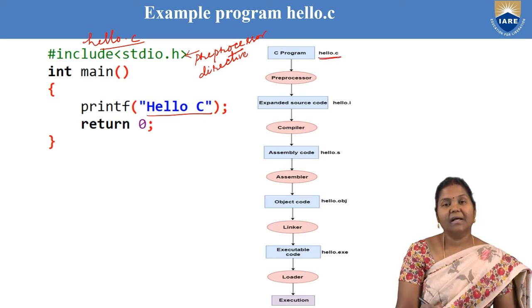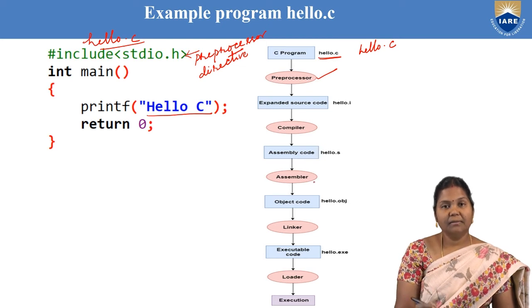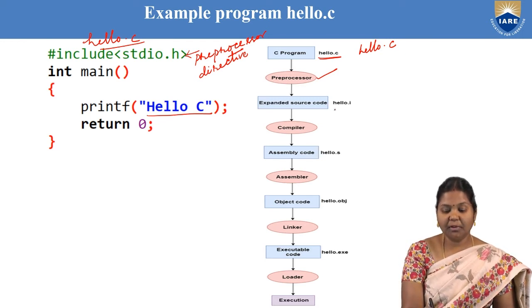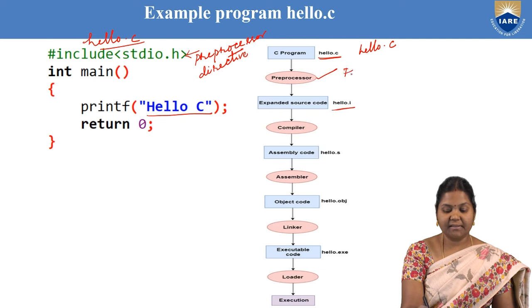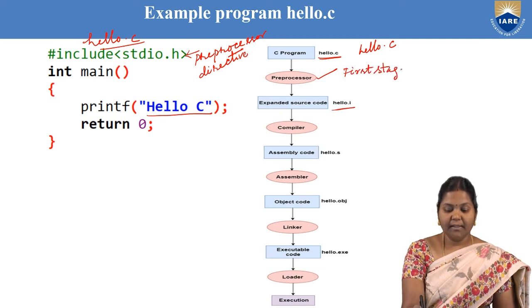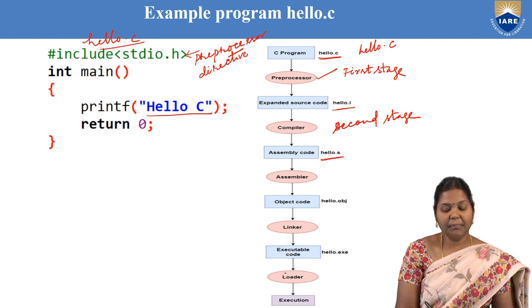Your hello.c is the source code. The first step is called preprocessing or the preprocessor. The preprocessor will expand the macros and the included files or header files. The output of this will be your expanded source code. This is the first stage. Now, the second stage is your compilation. The compiler will produce the assembly code, so hello.assembly code will be produced, and then the third step is given to an assembler.